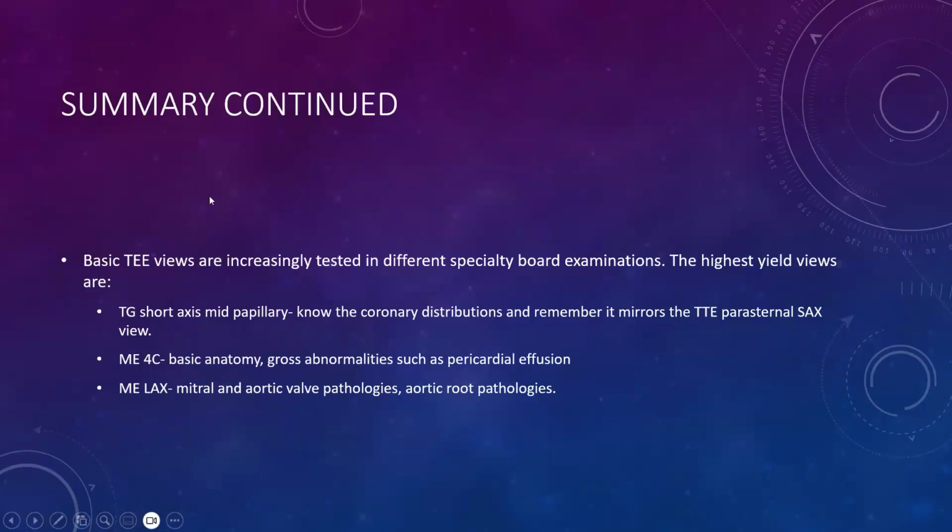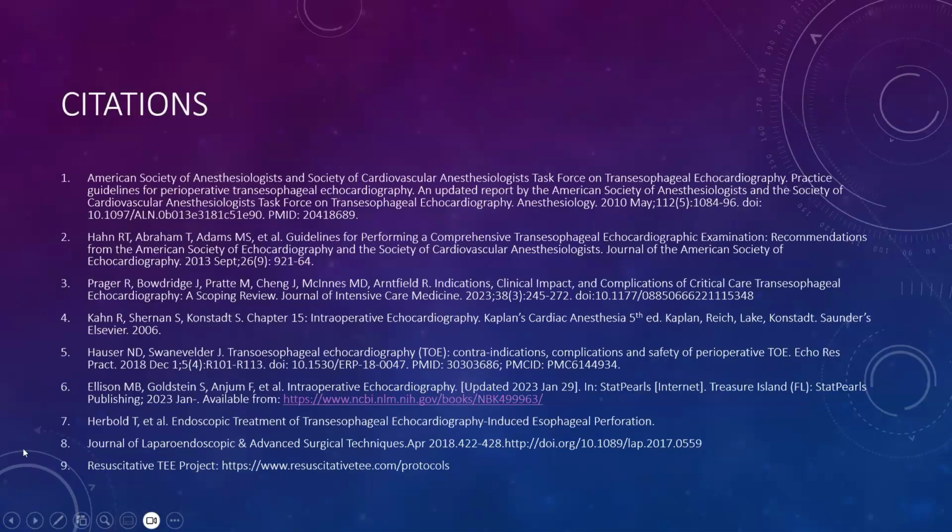There are those 20 basic views, but there are a couple that are going to be the highest yield for you guys, right? So transgastric short axis mid-papillary view. So knowing those coronary distributions and remembering to not get caught up that it mirrors the TTE parasternal short axis. Mid-esophageal four-chamber, you saw a lot of examples of how that can give you a very quick diagnosis. Mid-esophageal long axis view for mitral and aortic valve pathologies, aortic root pathologies, opening of the aortic valve. And then the other one is going to be the mid-esophageal two-chamber view, which is very helpful for procedural guidance as well as volume responsiveness.